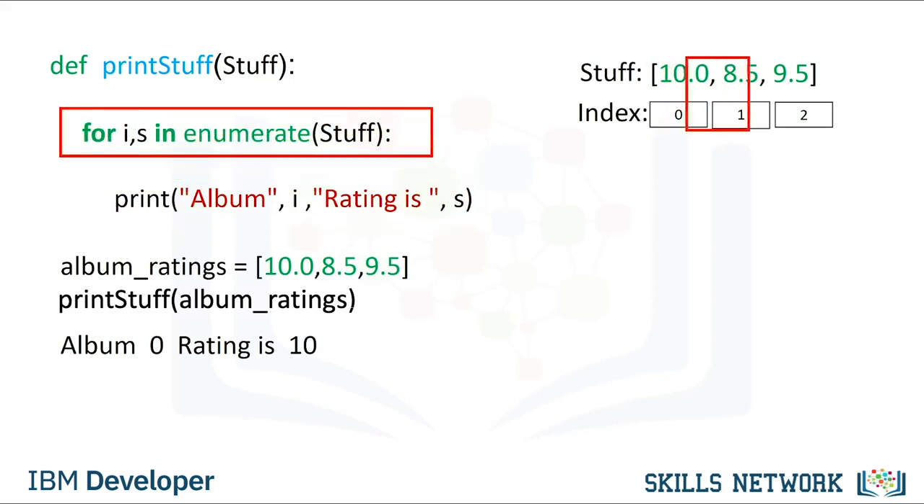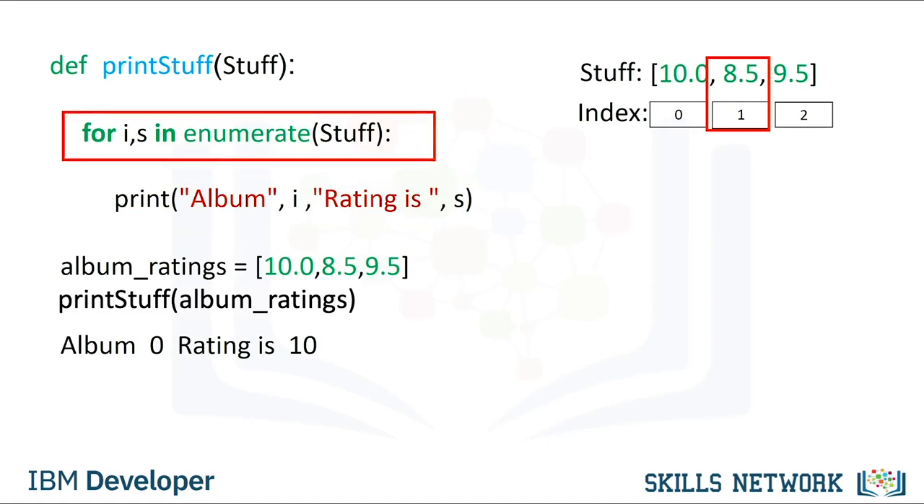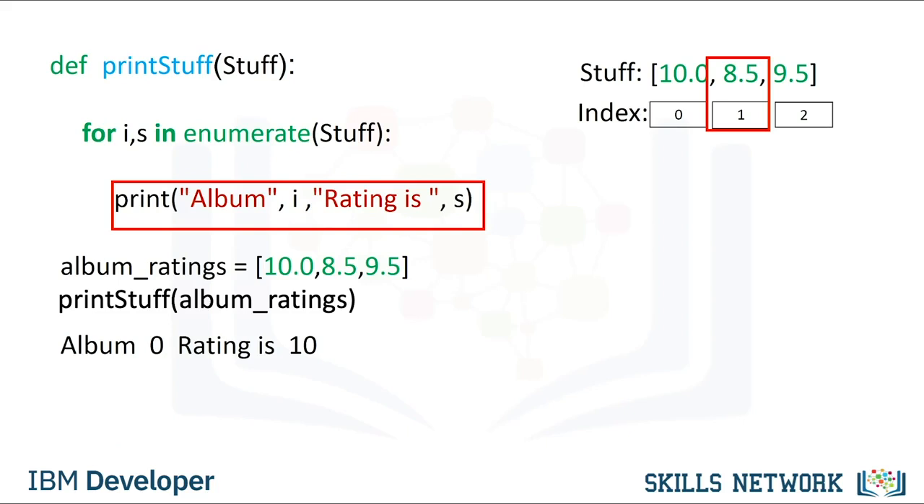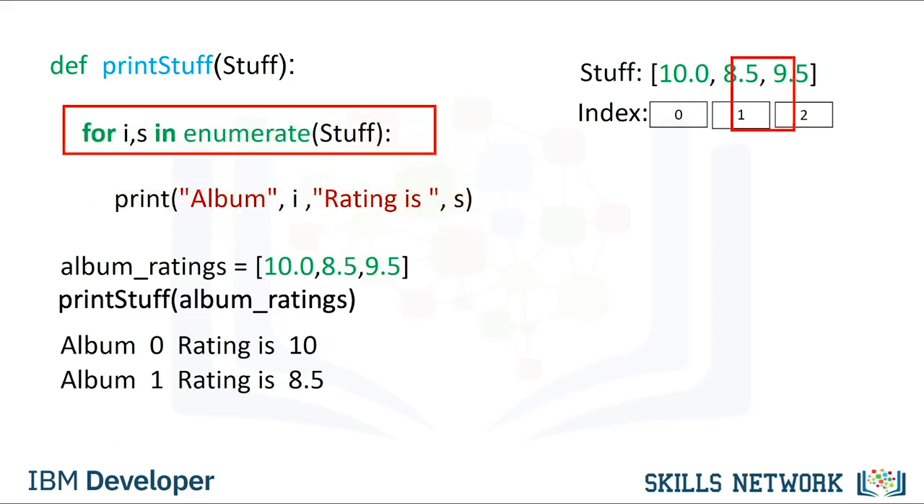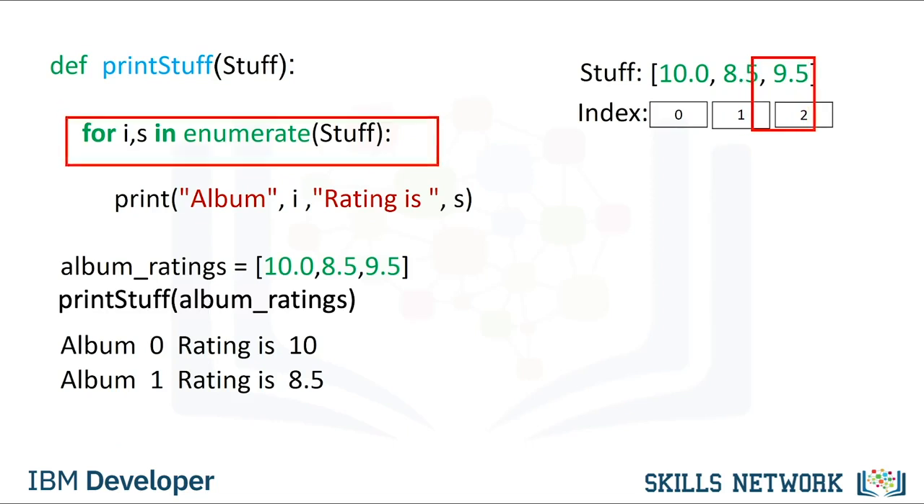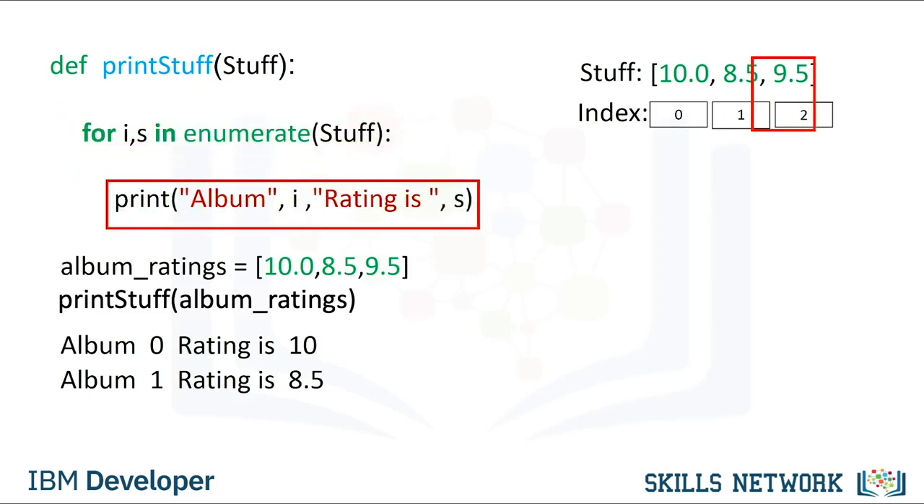The values of I and S are updated. The print statement is reached. Similarly, the next values of the list and index are printed. The process is repeated. The values of I and S are updated. We continue iterating until the final values in the list are printed out.